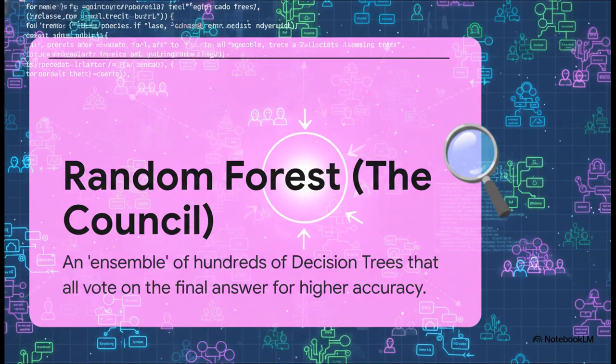So what could possibly be better than one decision tree? How about a whole forest of them? Well, that is the big idea behind our next tool, the random forest. I like to call it the Council of Elders. It builds hundreds of slightly different decision trees and then has all of them vote on the final answer. It's basically the wisdom of the crowd, but for data.